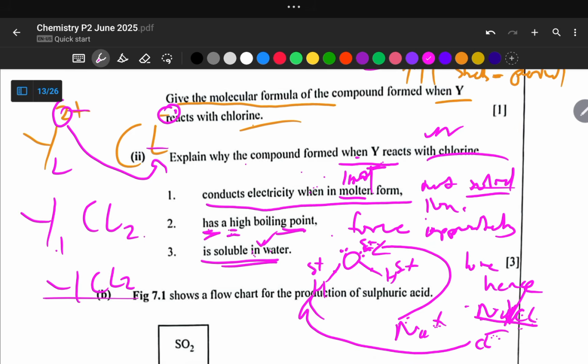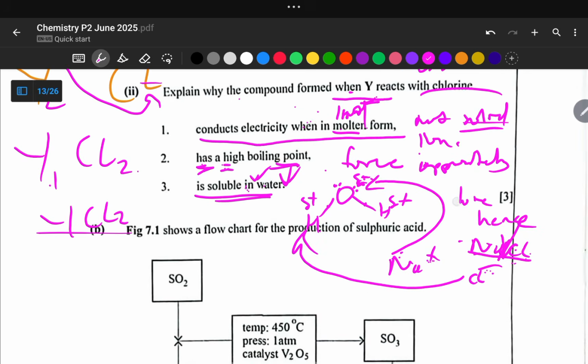So this is how ionic compounds will dissolve in water. I've tried to break it down for you so that you can clearly figure out what's happening, right?